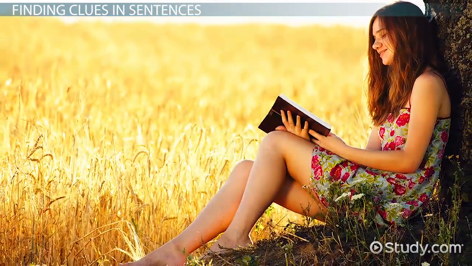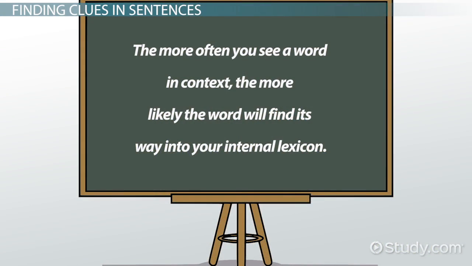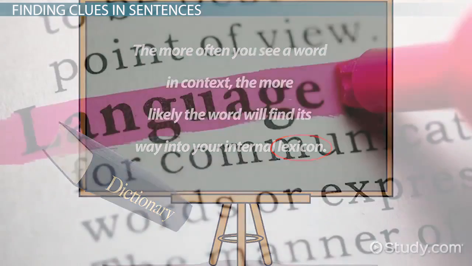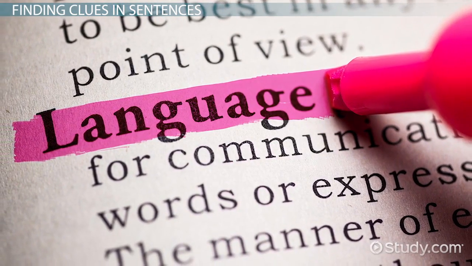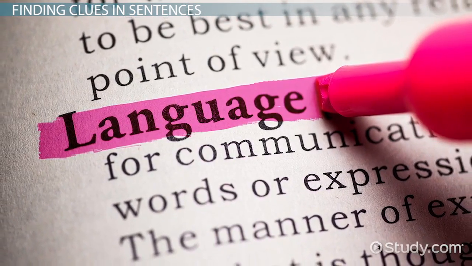Avid reading is probably one of the larger determinants of vocabulary success. The more often you see a word in context, the more likely the word will find its way into your internal lexicon. Based on the context of this sentence, can you determine the meaning of lexicon? If you thought dictionary or word list, that is correct. As people build up their vocabulary banks, they will encounter many unknown words. So to help make those meanings stick, there are some key methods for successful comprehension and retention.